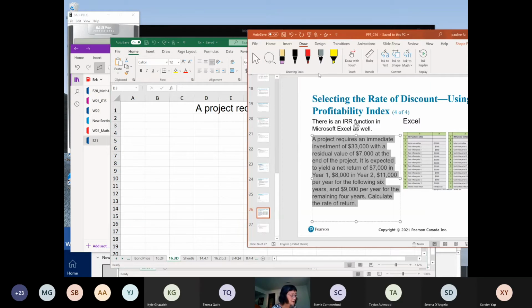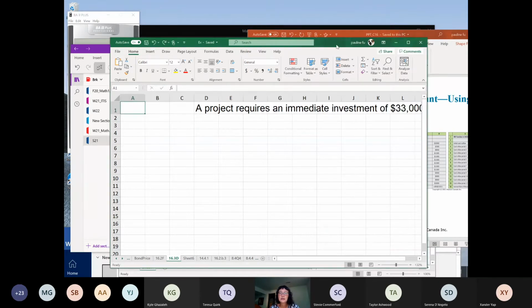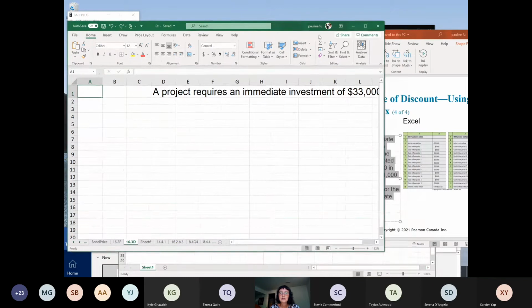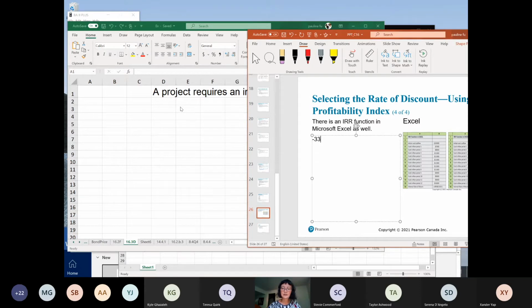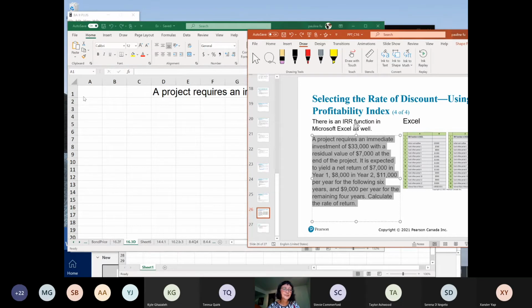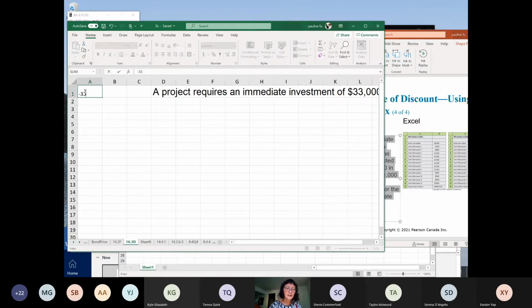Okay, so let's do this. So the initial cash flow is 33,000. Okay, that is a negative number. So negative 33,000. Oops, no, not here. Here, negative 33,000.